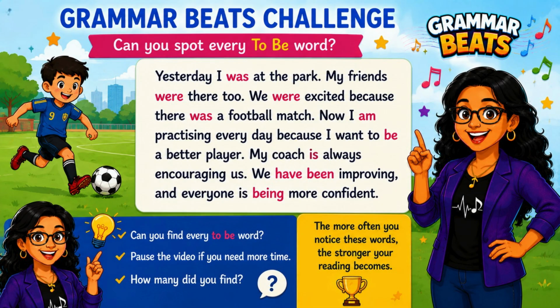Pause the video and count the number of be verbs you found, and how many forms did you notice? That is right, the be word occurs 9 times. Past tense singular form was 2 times. Were twice. Other forms in the passage are am, be, have been, and being. The more often you notice these words, the stronger your reading becomes.